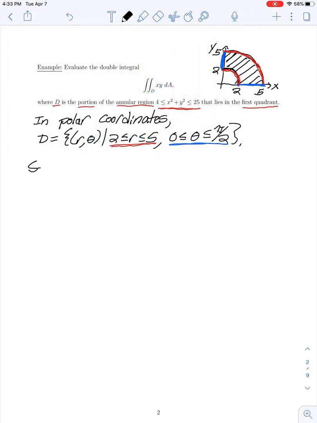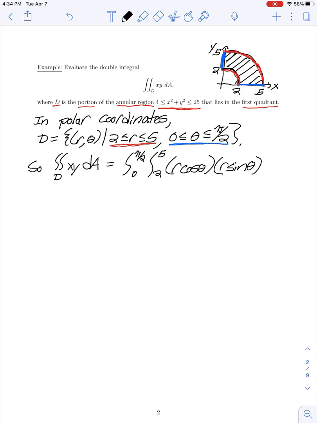So to evaluate our double integral over this region D of xy dA, we would have the integral where theta ranges from 0 to pi over 2, and the integral where r ranges from 2 to 5. And here x, in terms of polar coordinates, is given by r cosine theta times y, which in polar coordinates is r sine of theta, times the differential of area, which in polar coordinates is r dr d theta.